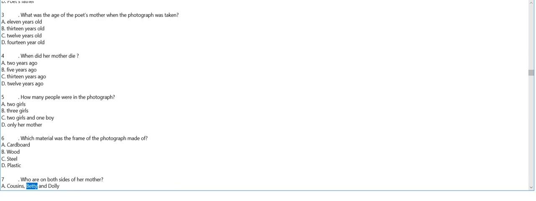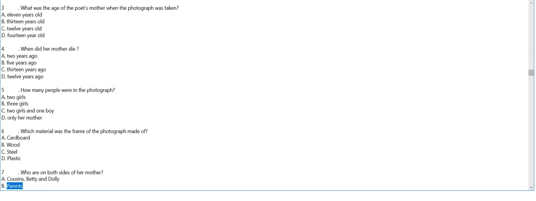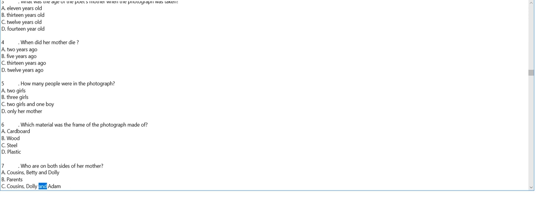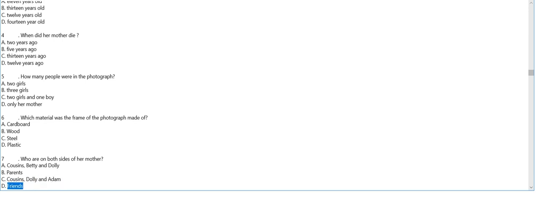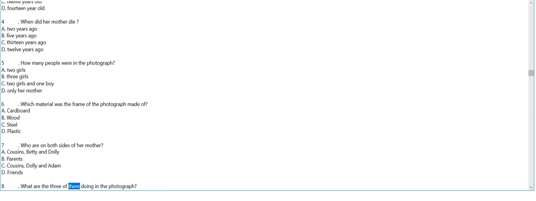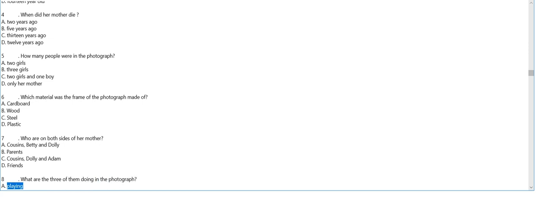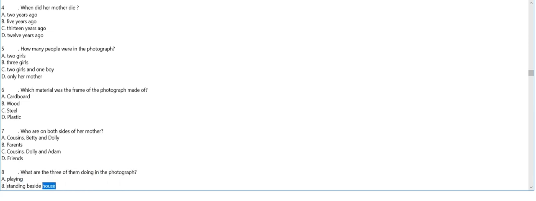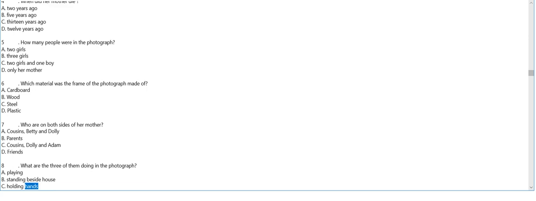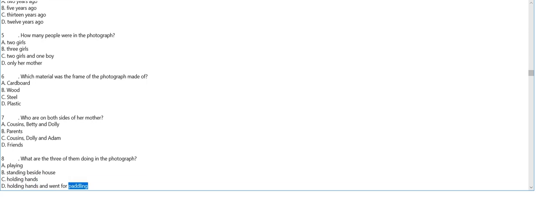7. Who are on both sides of her mother? A. Cousins, Betty and Dolly. B. Parents. C. Cousins, Dolly and Adam. D. Friends. 8. What are the 3 of them doing in the photograph? A. Playing. B. Standing beside house.